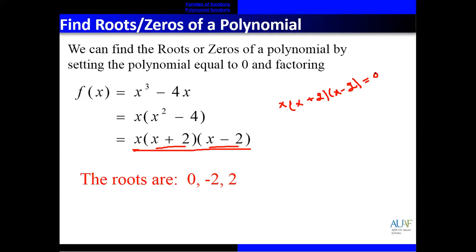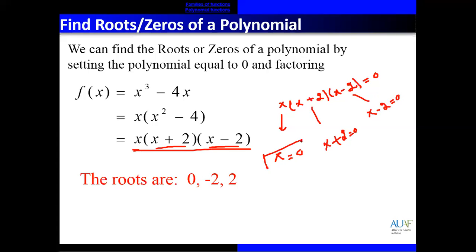Putting these equal to 0. This is called the zero product property. What do we call this one? Zero product property. First one, x is equal to 0. Second one, x plus 2 equal to 0. Or the third, x minus 2 equal to 0.